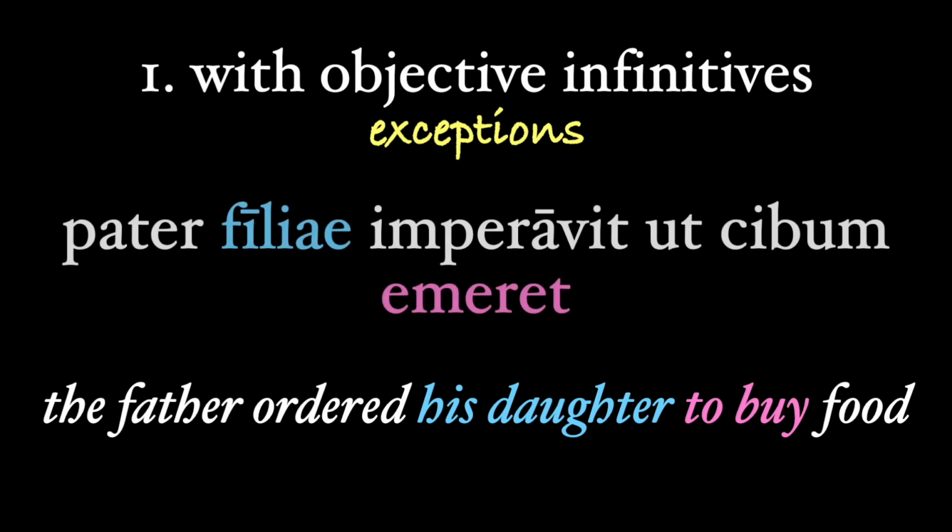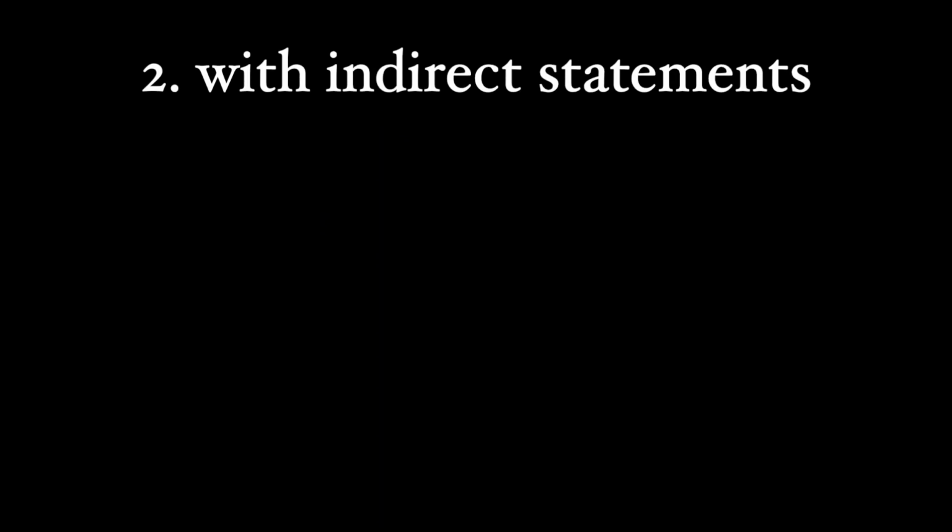If we swap out iusit with imperavit, while the infinitive is sometimes found after this verb, we more likely would see an ut clause with the subjunctive. Pater filiae imperavit ut cibum emeret. The verb impero takes its object in the dative case, by the way. That's filiae. Okay, let's switch gears now.